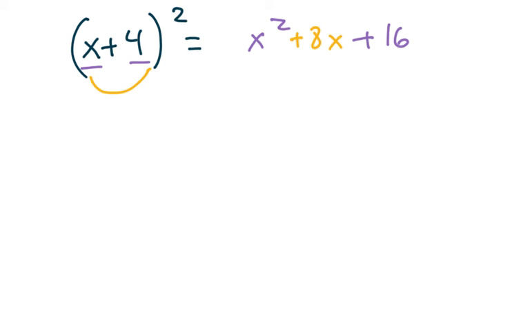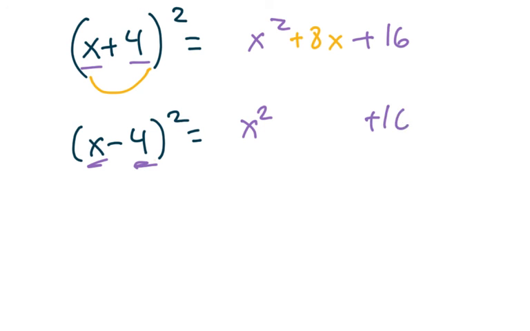Okay. We'll do another example, x minus 4 squared. So again, square the first term, square the back term, 16. And then multiply 4 and x together times 2, which is 8x. Just remember, because now it's negative, this needs to be negative.